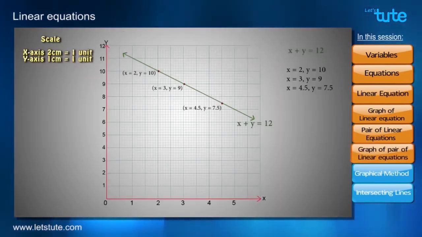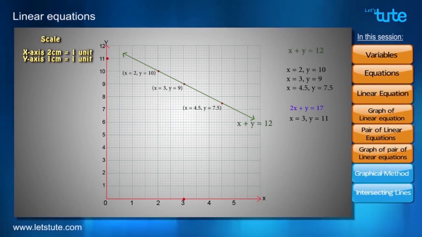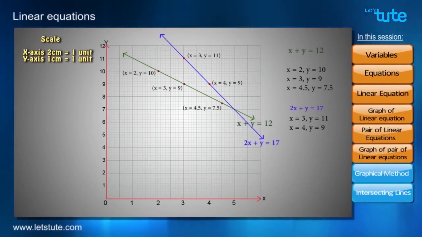Let's see how this graph looks. Here is the graph. Here you can already see a line for the equation x plus y equals 12. Now we have to draw a line for 2x plus y equals 17. We have assumed some values like x is 3 rupees, then y is 11 rupees, so the point is here. And the next point is x is 4 rupees, y is 9 rupees, so the point is over here. After joining them, we get the second line, that is for the equation 2x plus y equals 17. Here again you can see we got a straight line because it was a linear equation.